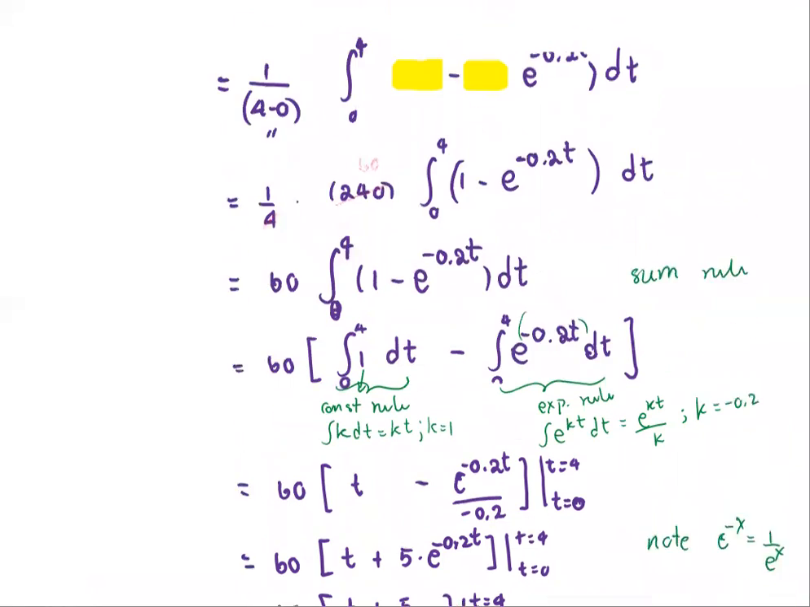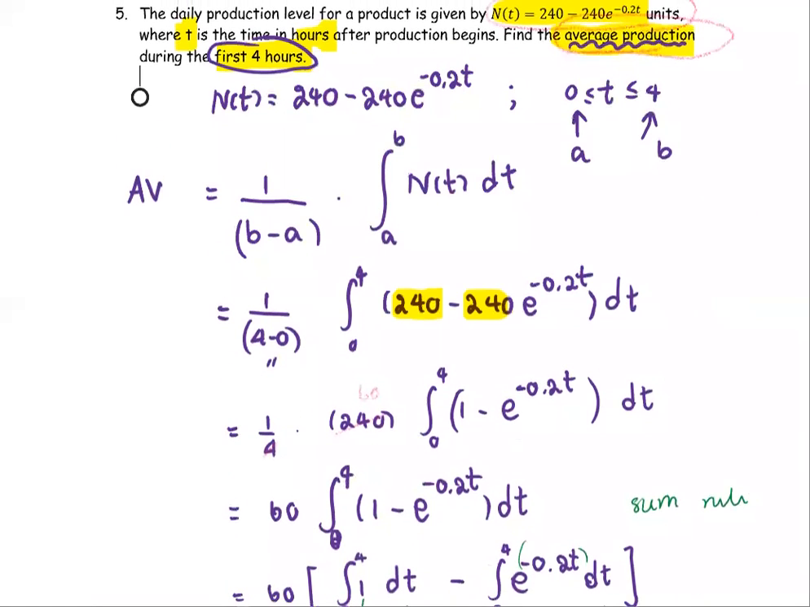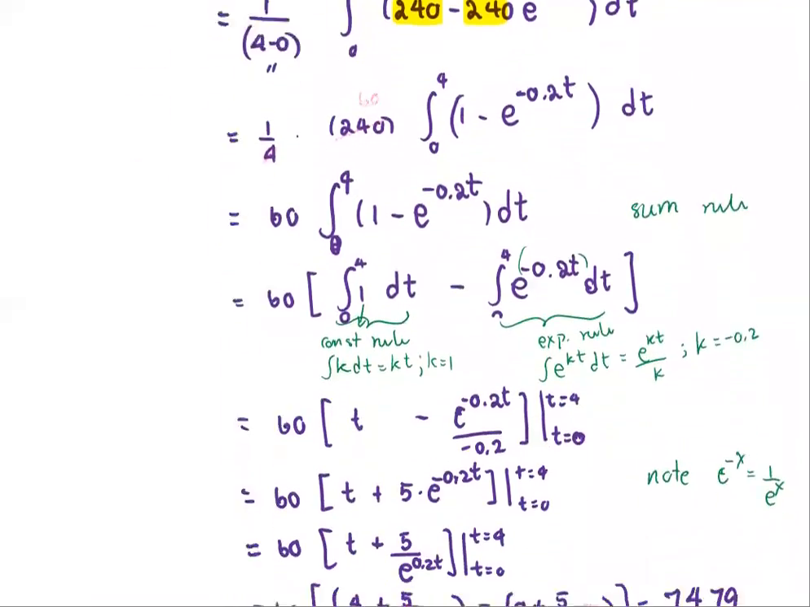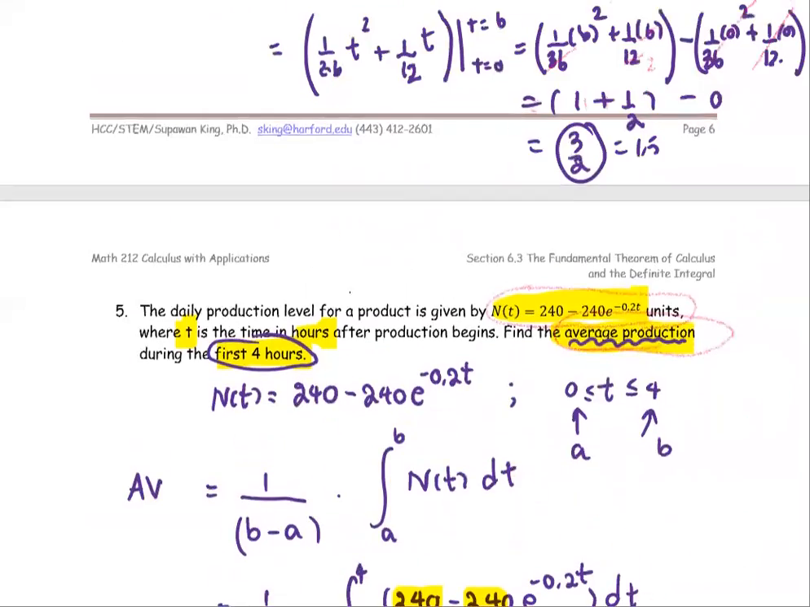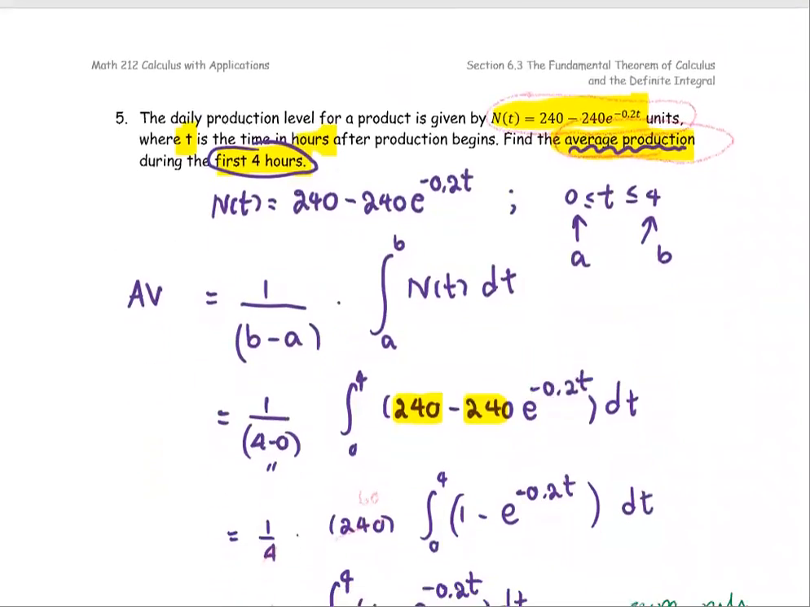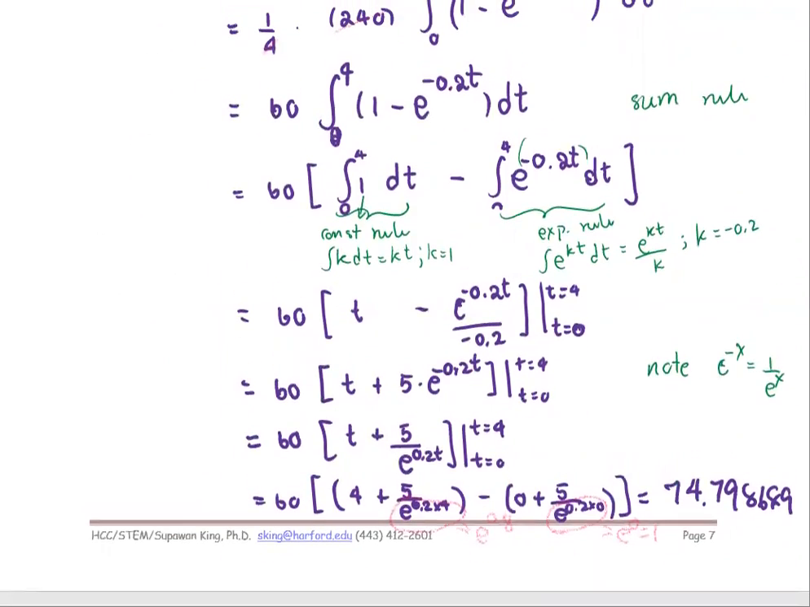So let's see what we have here. We're finding the average production level for the first 4 hours, and the unit is a whole quantity. That means we should round it to about 75 units as the average production level for the first 4 hours.